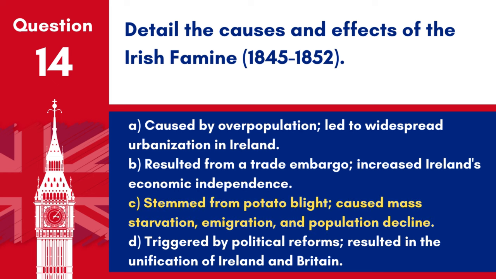Answer. C. Stemmed from potato blight, caused mass starvation, emigration, and population decline. The Great Famine had devastating effects on Ireland, leading to significant mortality and a mass exodus of Irish people.